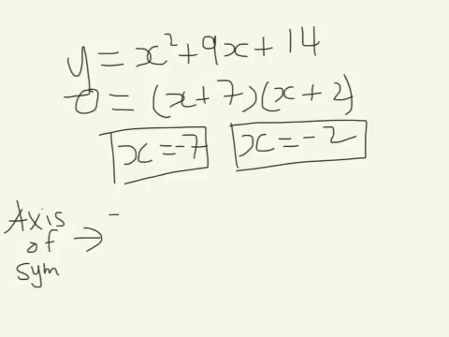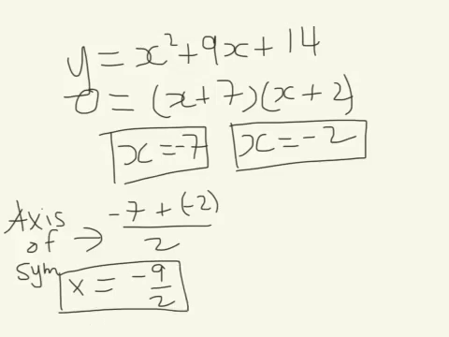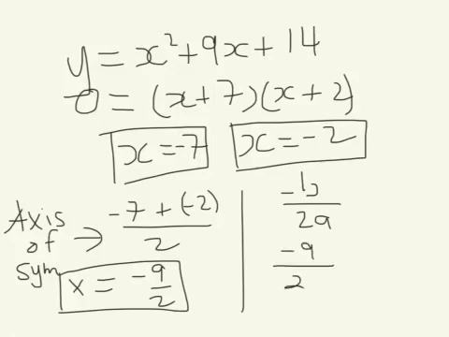Let's go negative 7 plus negative 2, put that in the brackets, divided by 2, which is equal to, my x is equal to negative 9 over 2. Okay, you want to do it the other way? With our negative b over 2a, we've got negative 9 over 2 times 1. Again, it equals the exact same thing. So now we've got our axis of symmetry. Now we've got to figure out what our y is so that we can get our vertex. So let's go to the next page.